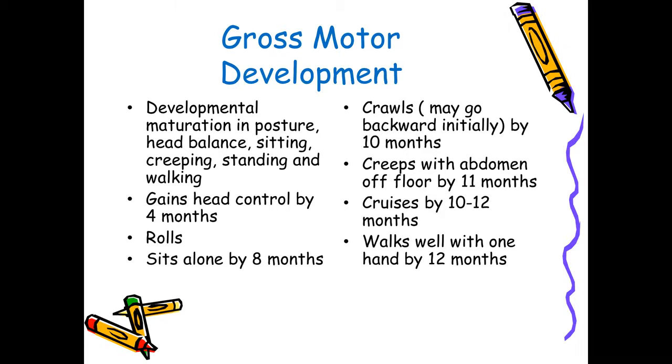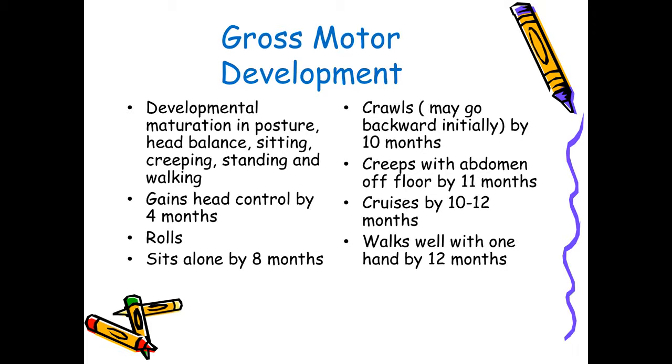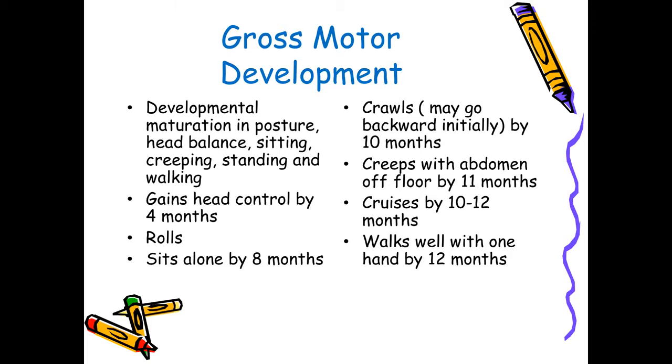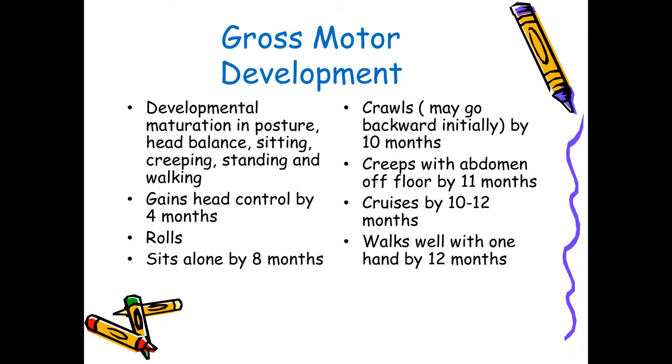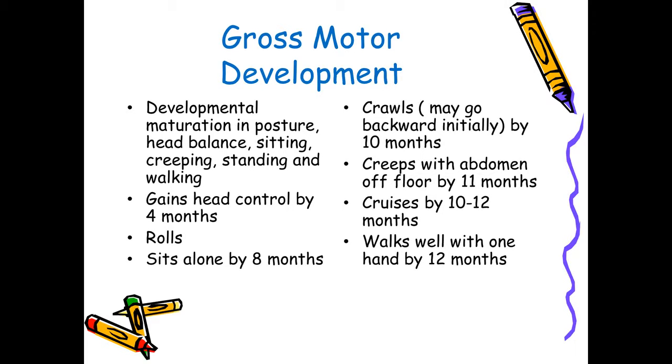By 5 months, they're going to be able to roll from their abdomen to their back. And by age 6 months, they'll roll from their back to their abdomen. Let me repeat that. At age 5 months, they can lie on their abdomen and they can flip to their back. Okay? By age 6 months, they can be lying on their back and turn to their abdomen. By 8 months, they can sit alone.